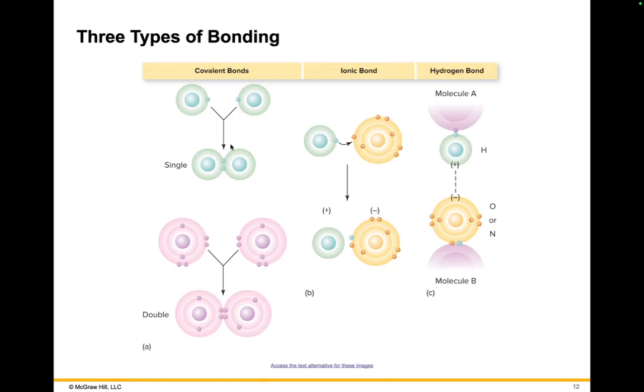So what will they do? They'll share. And now this atom has 1, 2. And so it's stable, and this atom has 1, 2, and it's stable. And now we have H2 gas, hydrogen gas, a very non-reactive molecule. Is this a compound? No, because it's made of the same atom.